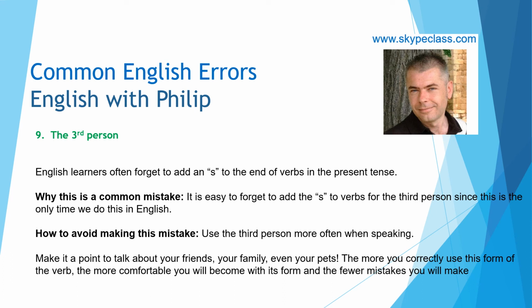English learners often forget to add an S to the end of verbs in the present tense. It is easy to forget to add the S to verbs for the third person, since this is the only time we do this in English. Make it a point to talk about your friends, your family, even your pets. The more you correctly use this form of the verb, the more comfortable you will become with its form, and the fewer mistakes you will make in the future.